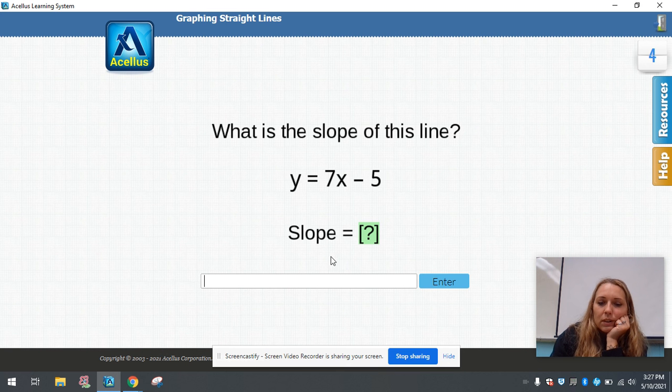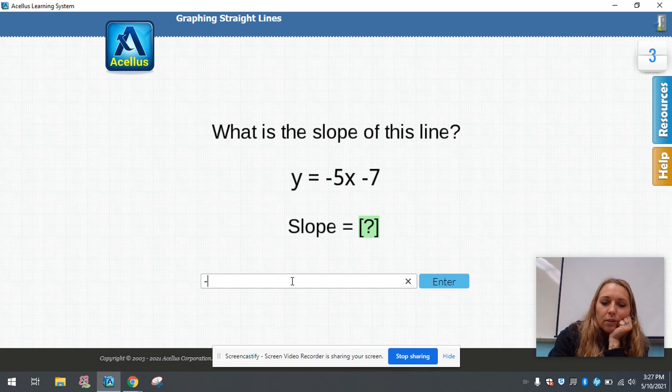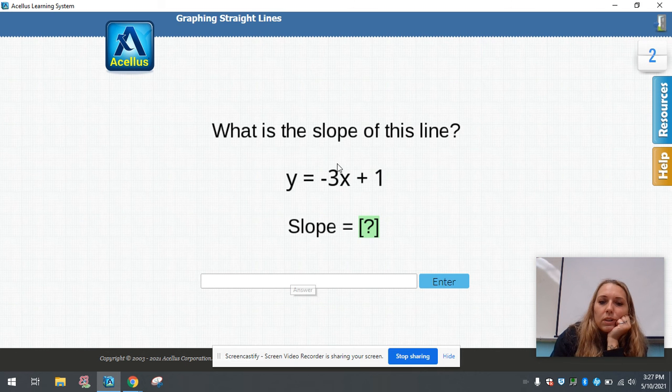What's the slope of this line? The slope is 7. What's the slope of this line? The slope is negative 5. What's the slope of this line? The slope of this line is negative 3. What's the slope of this line? The slope of this line is negative 2.